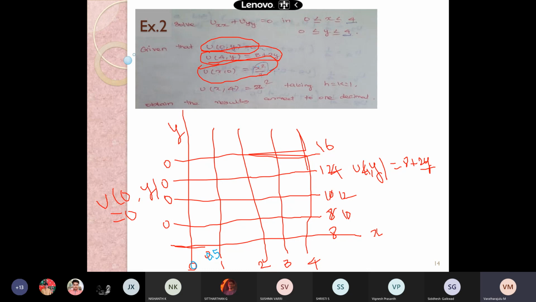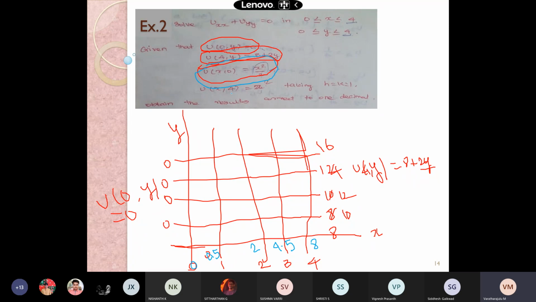Then x is equal to 2. 2 square by 2, 2 square 4 by 2 is 2. Then 3 square is 9, 9 by 2 is 4.5. Then 4 square 16 by 2 is 8. This is the third boundary, that is the lower axis boundary.